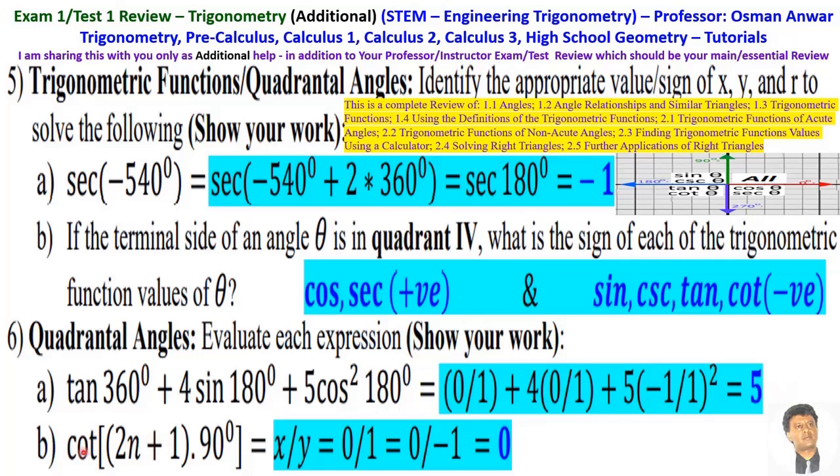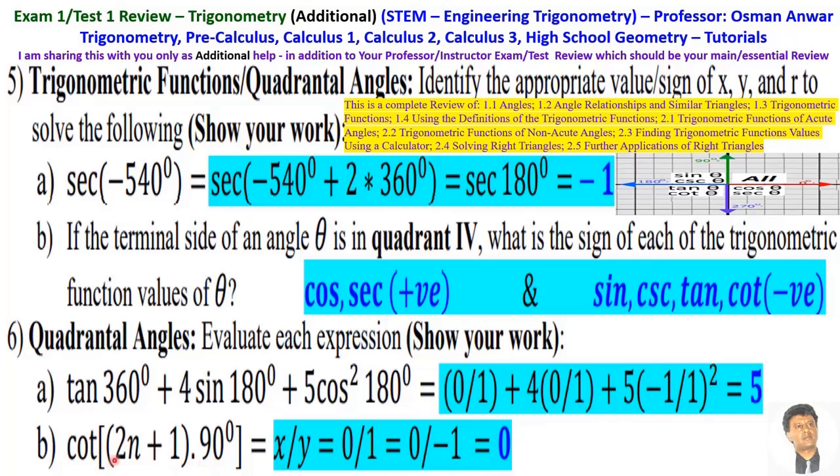B is find cotan of (2n plus 1) times 90 degree. So when n is 0, cotan is x over y. When n is 0, it is cotan 90, which is 0 over 1, which is 0. Then when n is 1, it is 2 plus 1 is 3. 3 times 90 is 270. 270 is here. It is 0 over minus 1, which is 0.